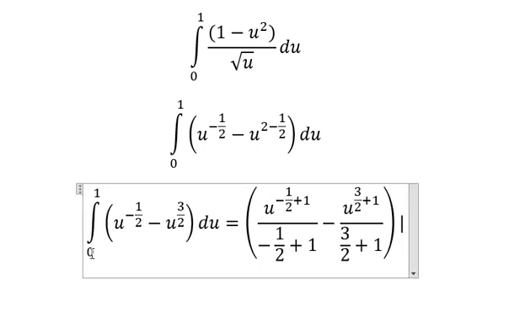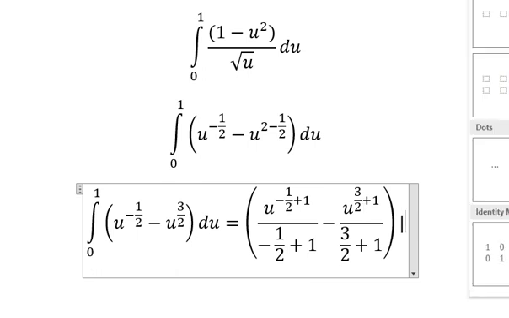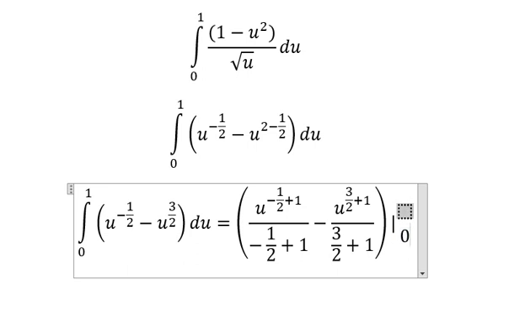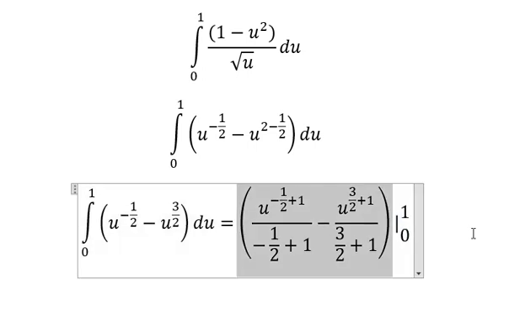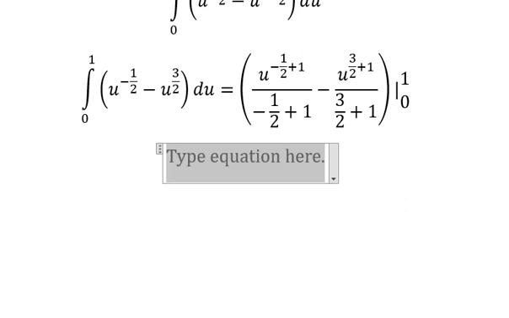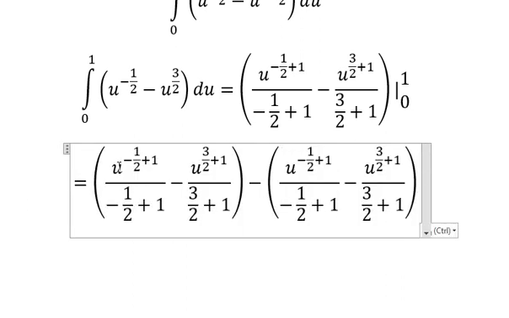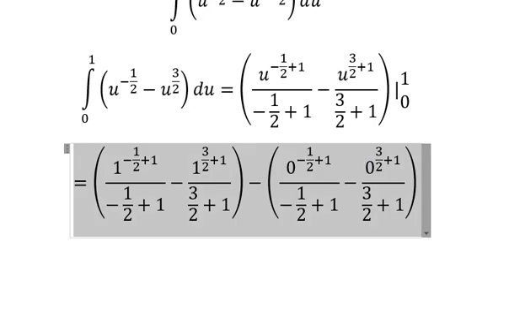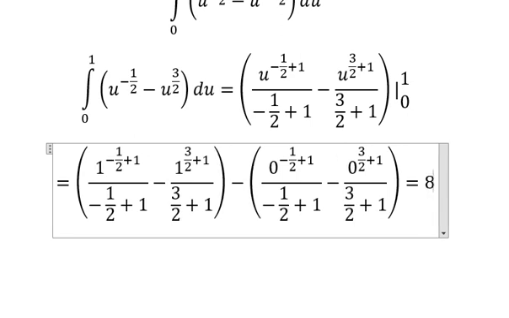So we put the bounds from 0 to number 1. And now we have the final answer. So we put number 1 in here, number 0 in here. So we calculate this one, and we have 8 over number 5. And this is the final answer.